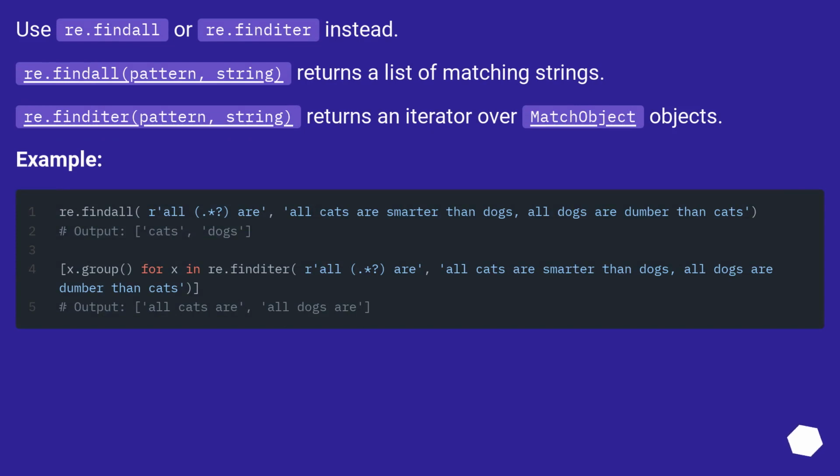Use re.findall or re.finditer instead. re.findall(pattern, string) returns a list of matching strings. re.finditer(pattern, string) returns an iterator over match objects. Example.